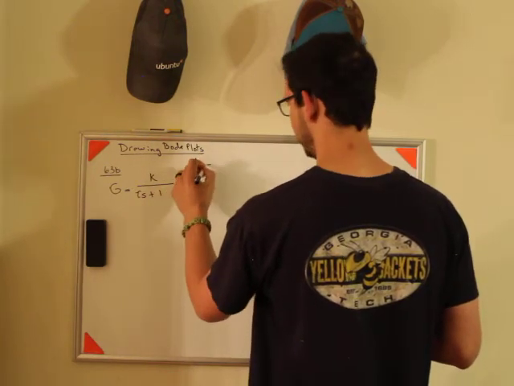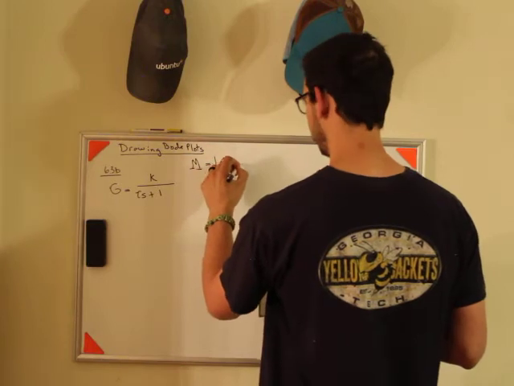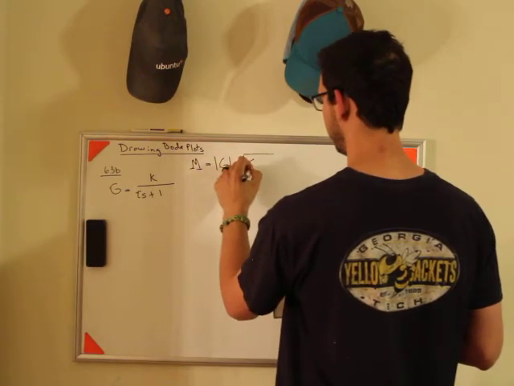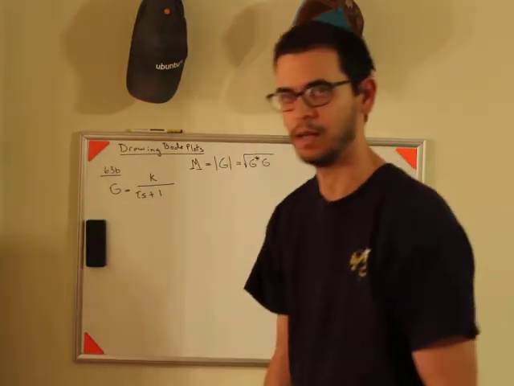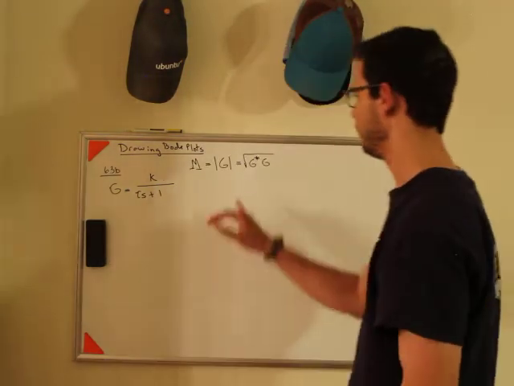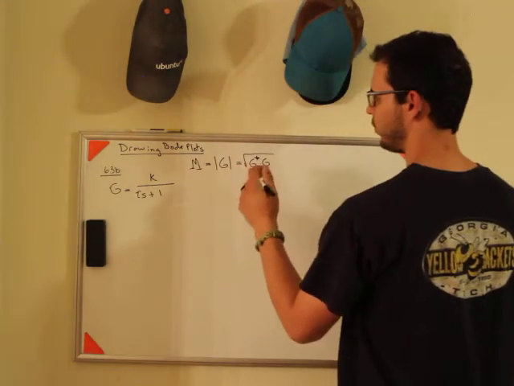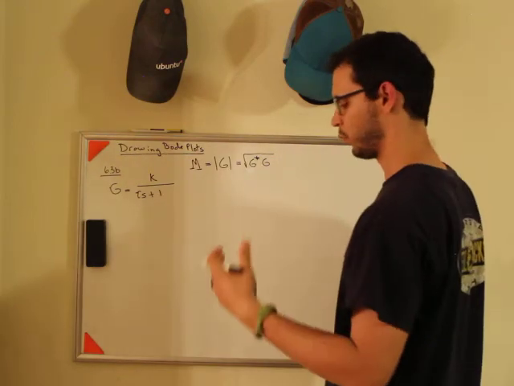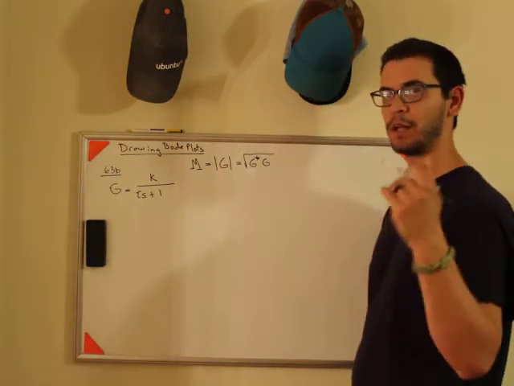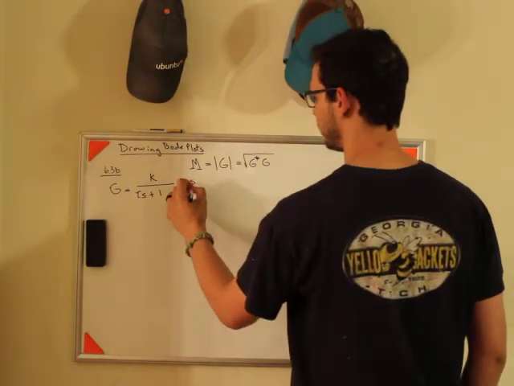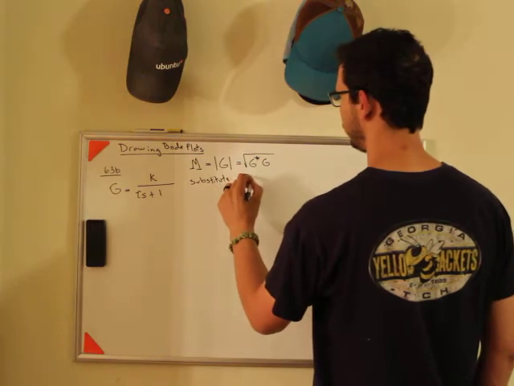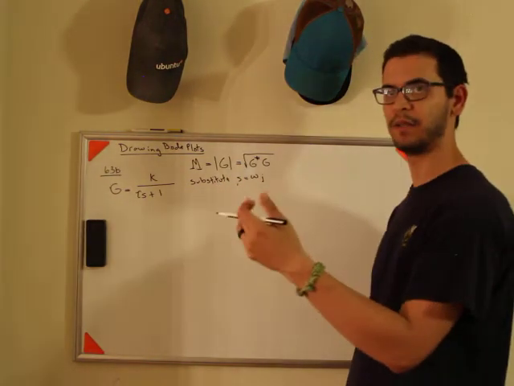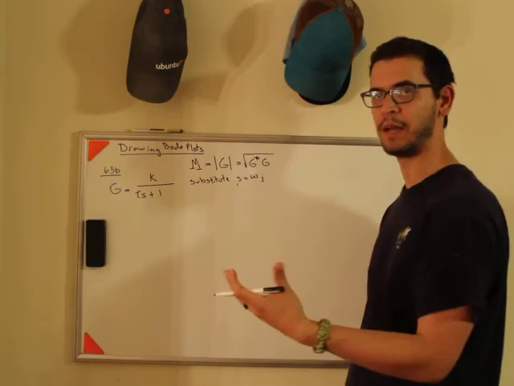I'm going to say the magnitude is the norm of G, which is equal to the square root of G star G, where G star is the complex conjugate of G, okay? Remember Bode plots are all in the complex domain, so we're going to plot magnitude on the y-axis and frequency on the x-axis. So what we need to do is substitute s equal omega j, right? So omega is the frequency variable, radians per second, and j is the imaginary component.